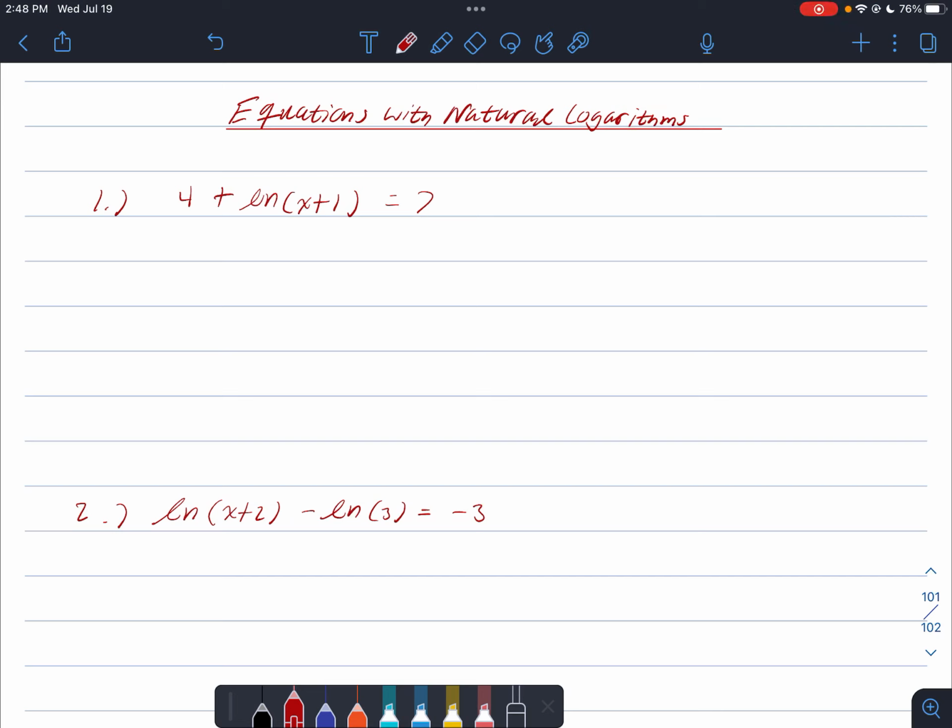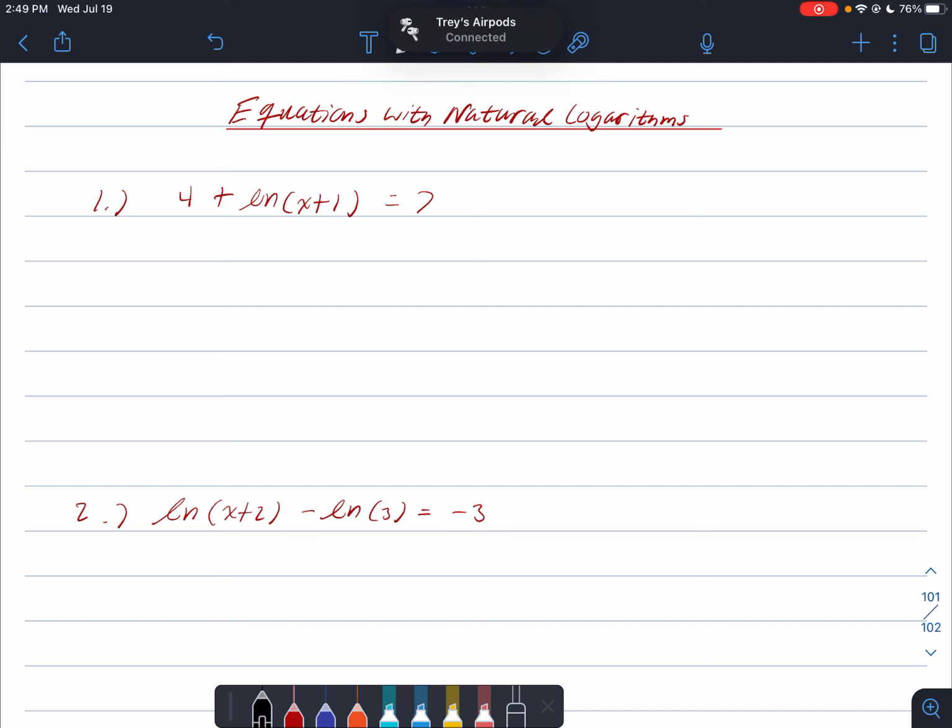Here, I want to take a look at a few examples of some equations involving natural logarithms. So there's nothing necessarily new here, just a few things that would probably be good to take a look at, just because it looks a little different. But hopefully you'll agree that this is not anything particularly different than what we've already been doing.